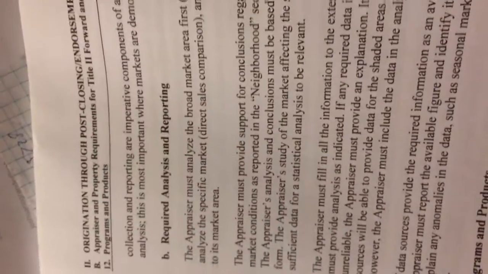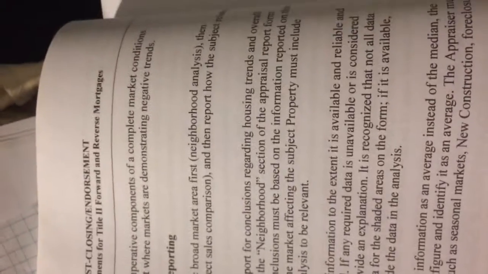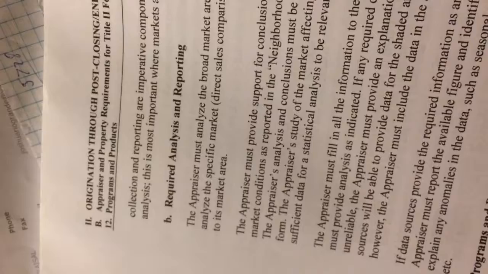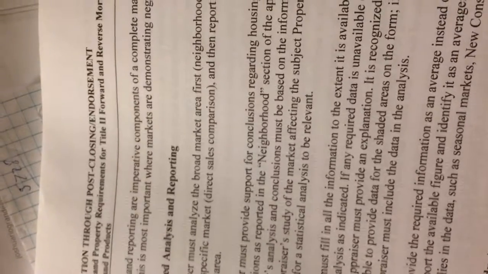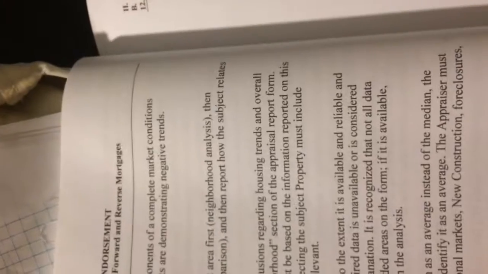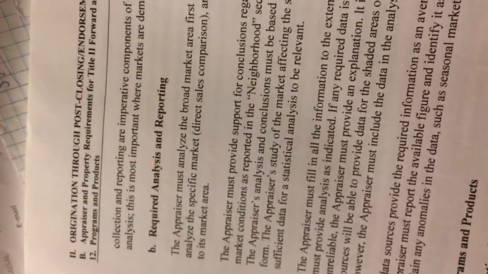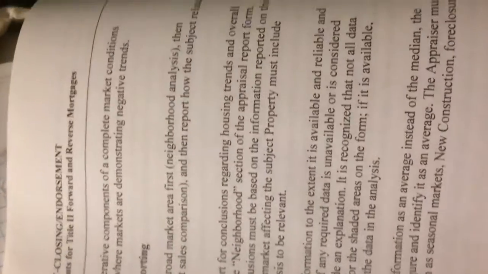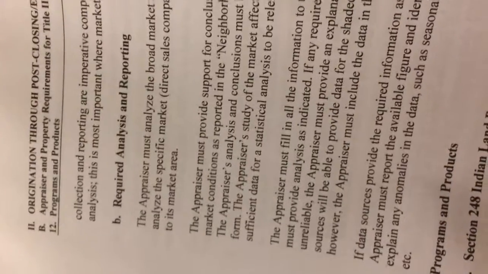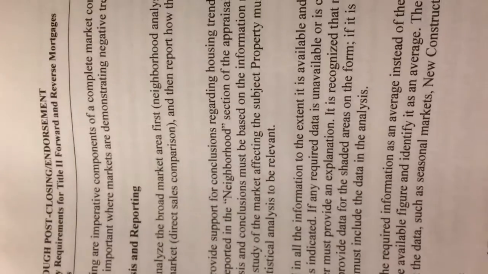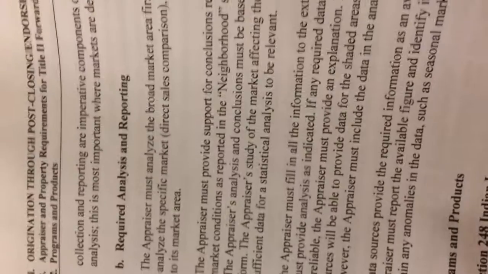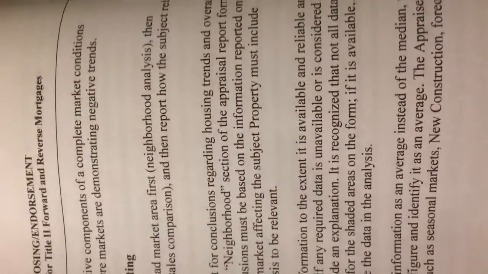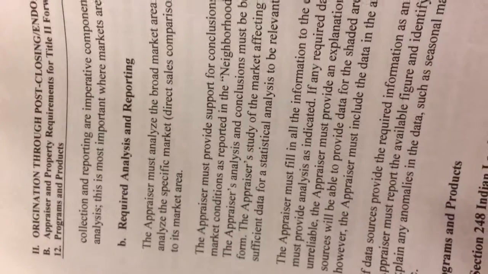B. Required analysis and reporting. The appraiser must analyze the broad market area first, neighborhood analysis, then analyze the specific market, direct sales comparison, and then report how the subject relates to the market area. The appraiser must provide support for conclusions regarding housing trends and overall market conditions as reported in the neighborhood section of the appraisal report form. The appraiser's analysis and conclusions must be based on the information reported on this form.